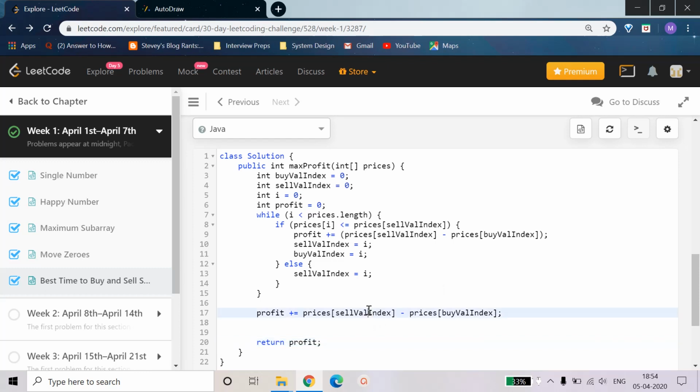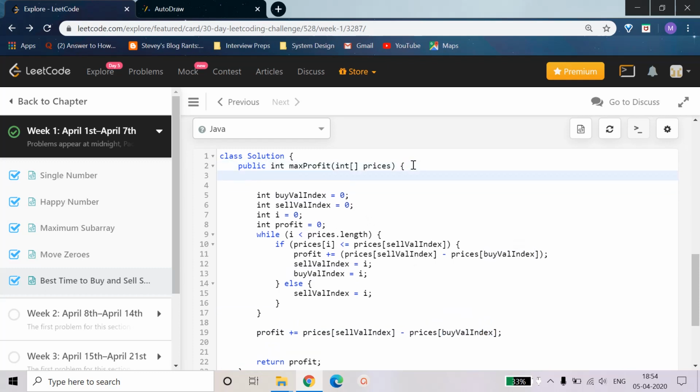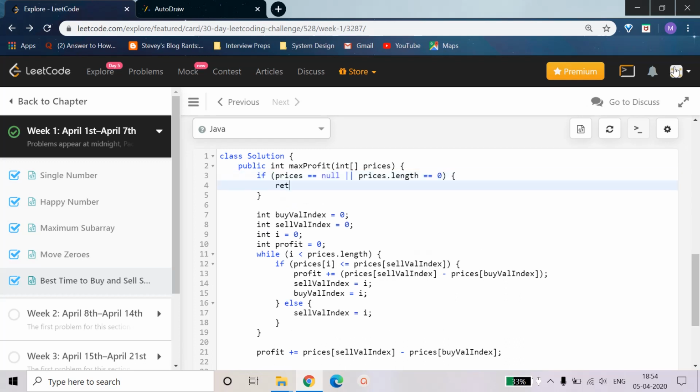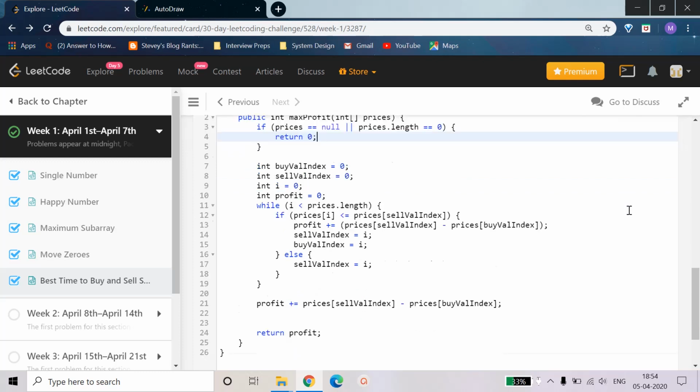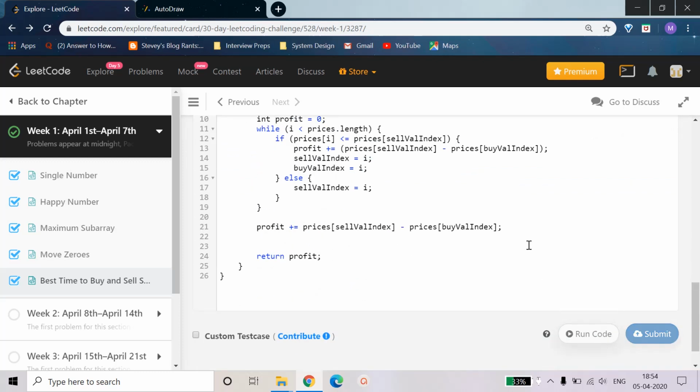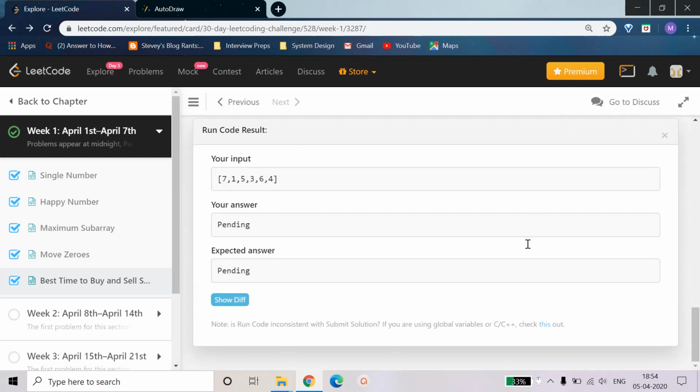Now, since we are accessing the sell value and buy value index out of the loop, we have to ensure that there is some element present. Otherwise, we'll get an index out of bound exception in this case. So I'll add a boundary condition that if the prices array given to me is null, or there is no element in the array, then I'll return a profit of 0. So let's submit this code and see if this works.